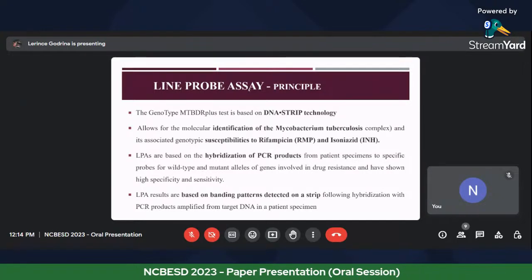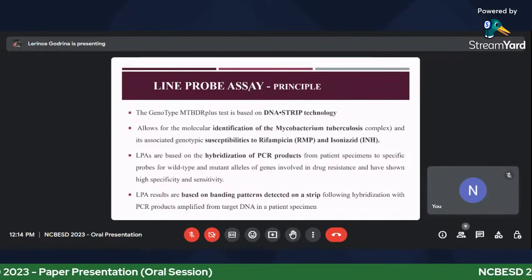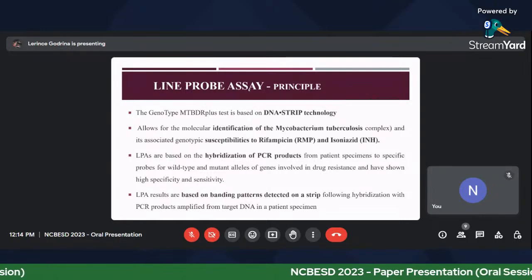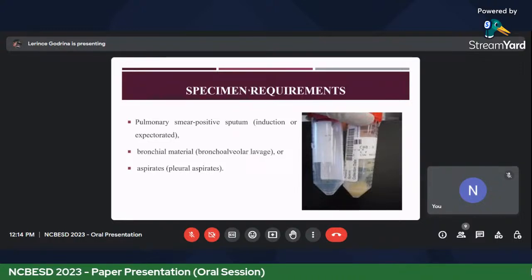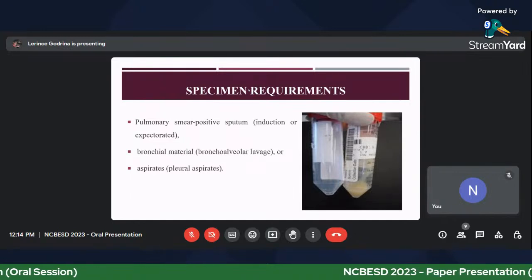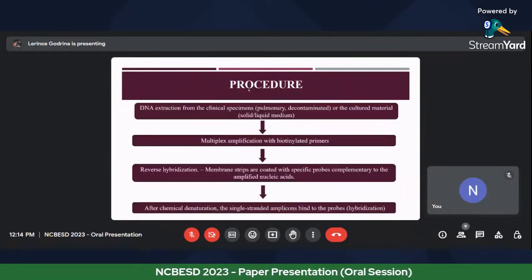LPA results can be based on a banding pattern and detected by a strip method in hybridization. This is my first assay, which I've done. These are the samples which I've taken. Both pulmonary and extrapulmonary samples can be taken for a line probe assay. I've taken a sputum sample of about 5 ml and processed it.